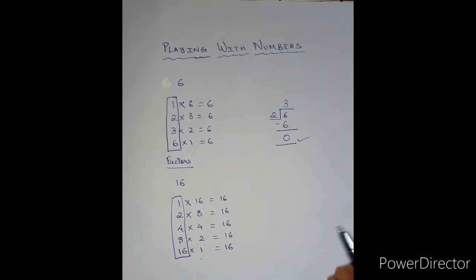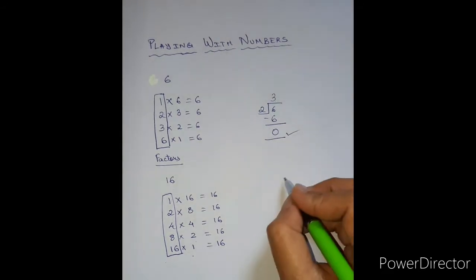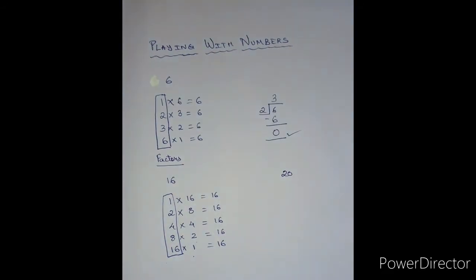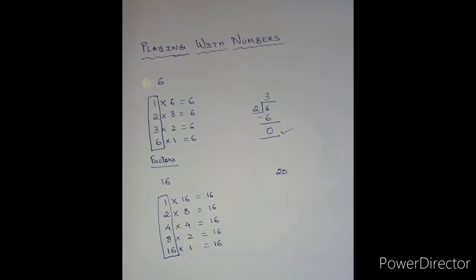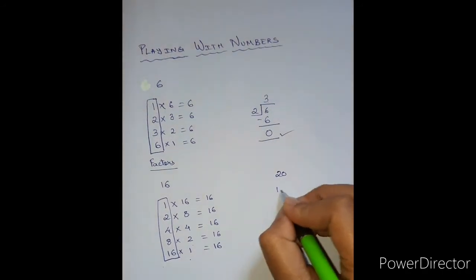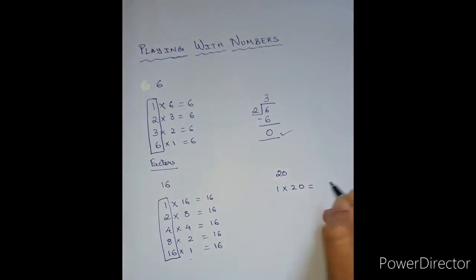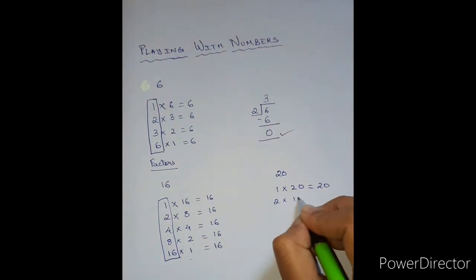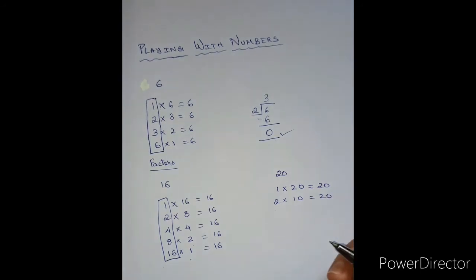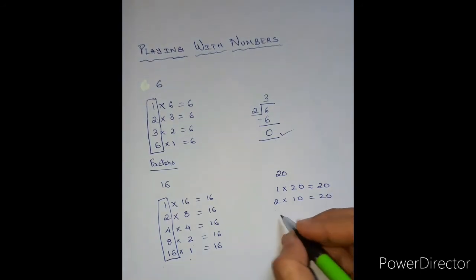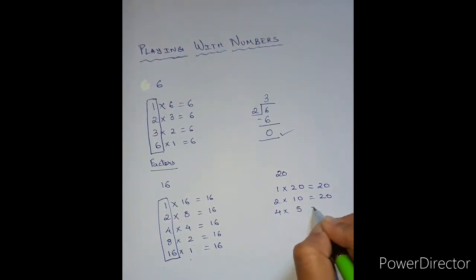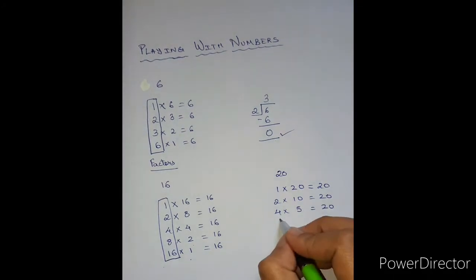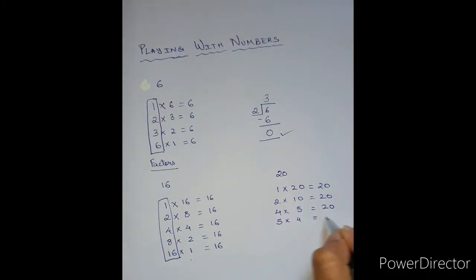Let's take one more example. Let's take the number 20 and find its factors. 1 20s gives us 20. Then 2 10s are 20. Table of 3 does not have 20. 4 5s are 20. Then table of 5, 5 4s are 20.